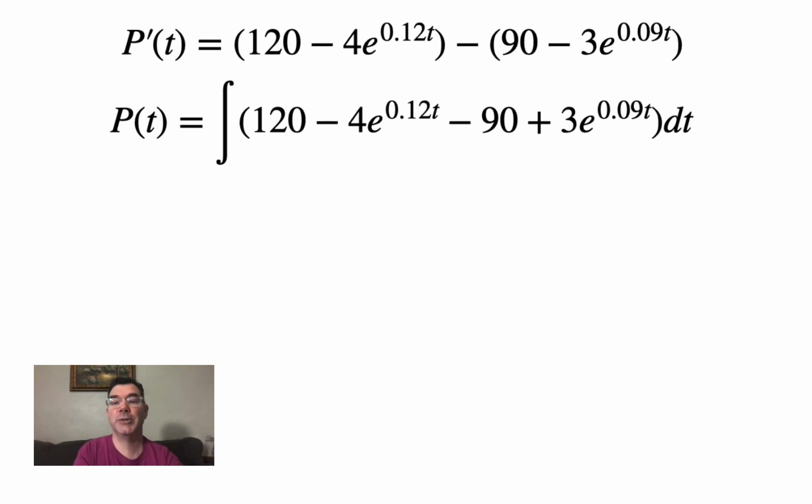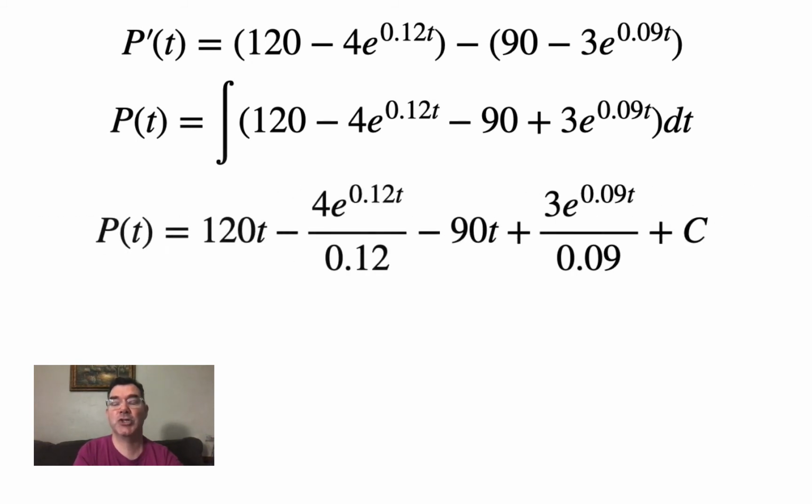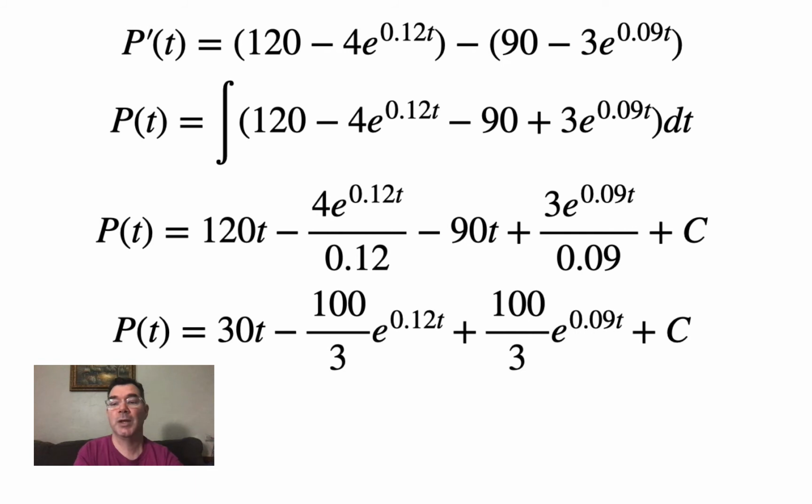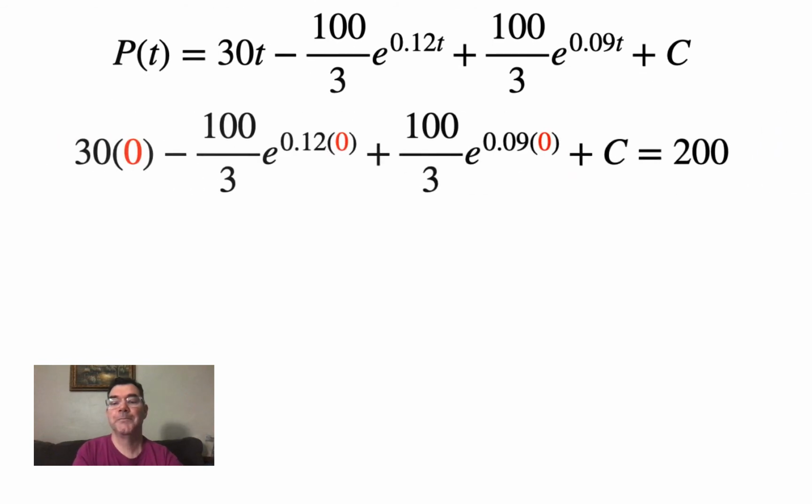So what I'm going to do is find the antiderivative of that to get the population function. So that's going to be 120t minus 4e to the 0.12t over 0.12 minus 90t plus 3e to the 0.09t over 0.09 plus my constant of integration, which I still need to figure out. All right, I simplify all of that just to make it look nicer and not have decimals within fractions. And so now I can find my constant of integration.